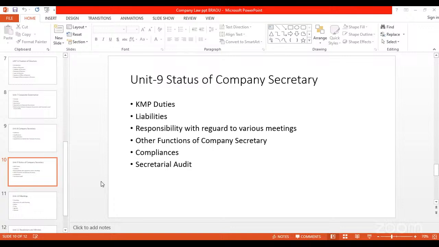Then he has to ensure that the company pays its taxes, fees, and duties as per the norms within the due time. Then he shall assist the board in formulating corporate social responsibility policies for the company. Also, as a senior legal officer of the company, the CS should update the board from time to time about the developments, if any, in the policies of the government. So these are the added, you can say, other functions of company secretary.